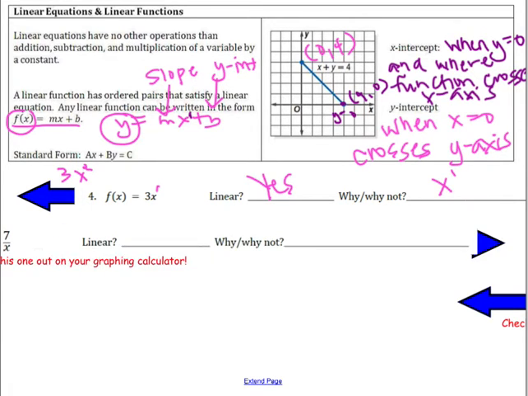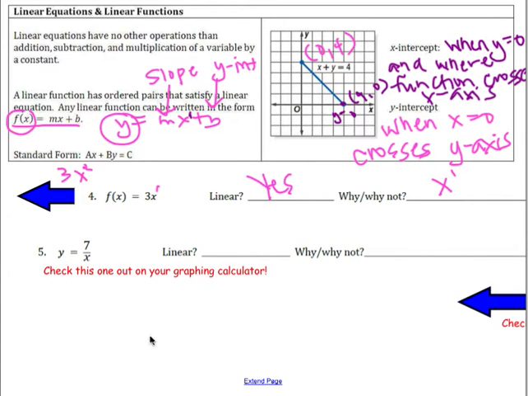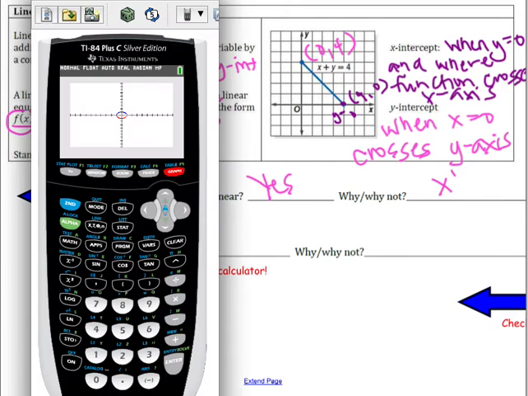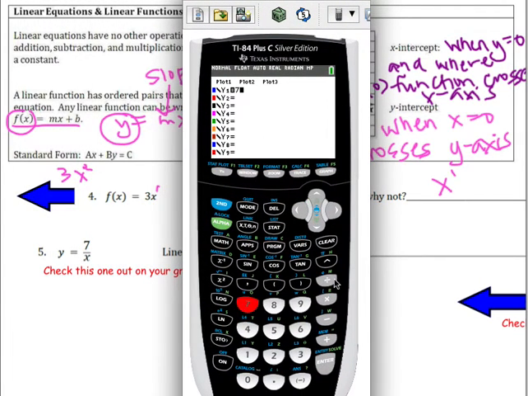Next example, example 5. Is this one linear or not? It says check this one out on your graphing calculator. So if you don't know, let's get out our graphing calculator and try it out. So we go to our y equals. We clear out what we have in there from earlier. So clear and enter. And I'm going to go up to my first equation and type it in. Okay, we want 7 divided by x.